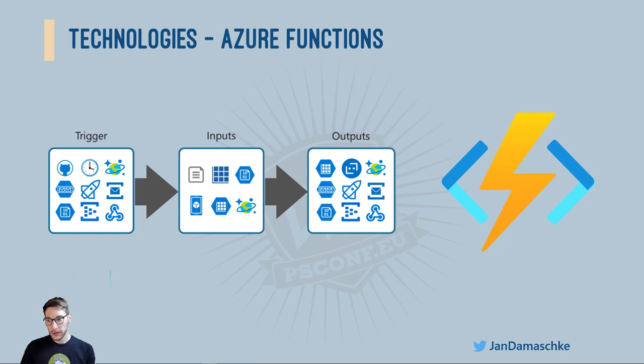Then we have an input binding. Like I said, an input binding is a variable that you can use to interact with these documents. So for example, if I want to query a specific document, I can use the input binding for Cosmos DB, provide the ID, and I have a variable like input document, and I can just get the content of this variable, and I directly have access to Cosmos DB.